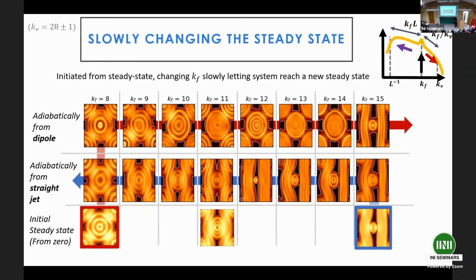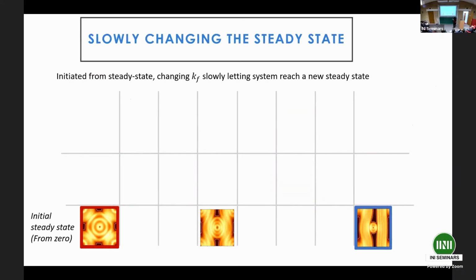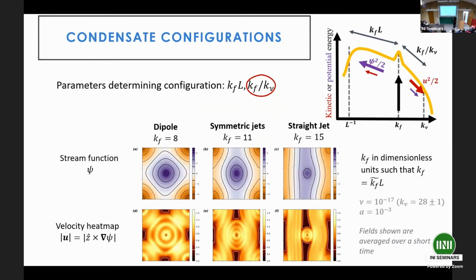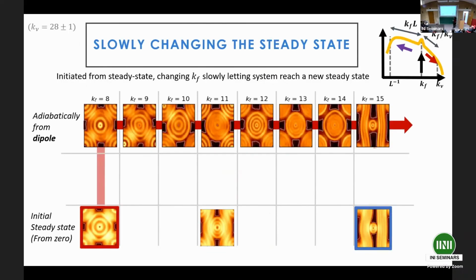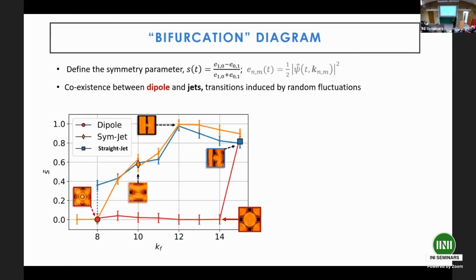Sorry. Yes. Are these instantaneous snapshots or are these averaged? These are averaged over a short time. And the values of K, this is relative to the box. Yes. This was hidden in this slide, that it's always in units of L. So when I'm writing Kf, this is KfL. And my Knu was fixed there.